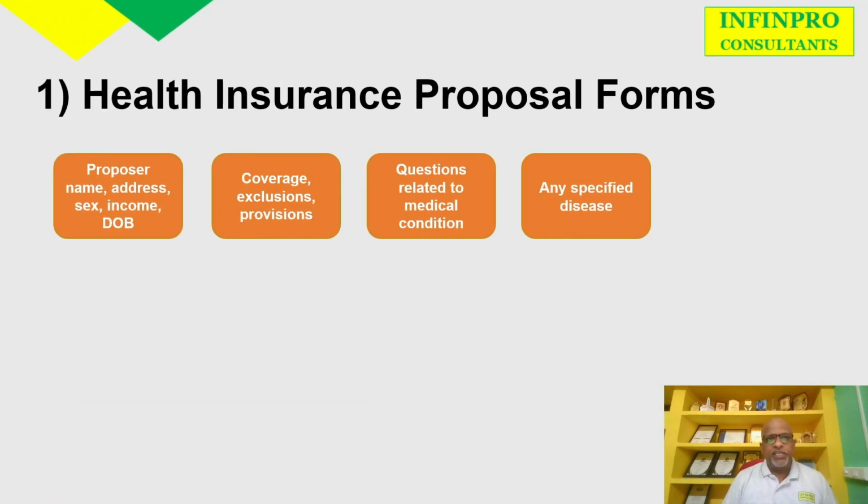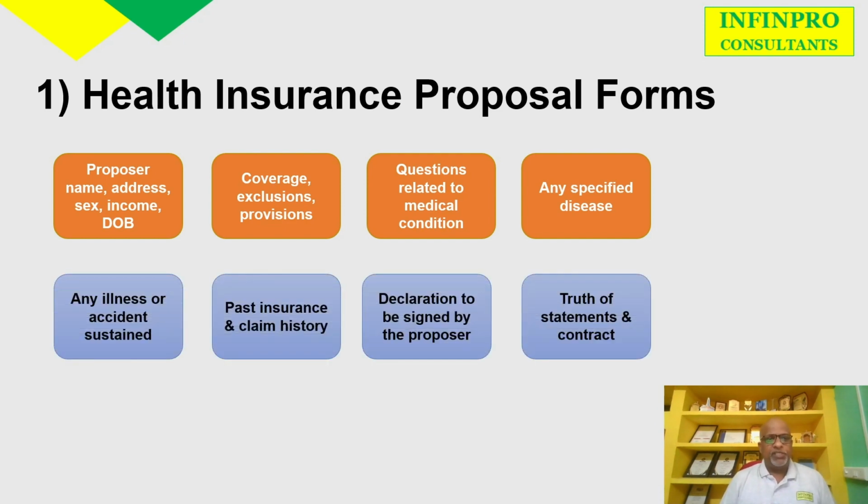Right, so what are all the details which will be there in the proposal form? In general, we will see proposer name, address, sex, income, and date of birth as basic details, and it will also speak about any exclusions, provisions, and medical condition questions that have to be answered by the customer. In case the customer is currently having any specific disease, he will highlight that as well, which speaks about his health condition and will help the health insurance company to issue the policy.